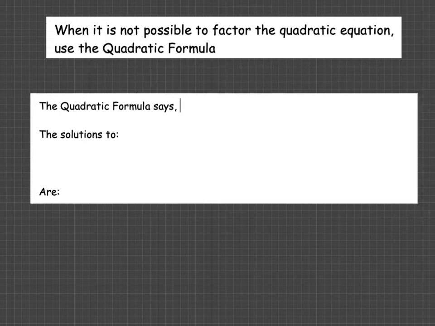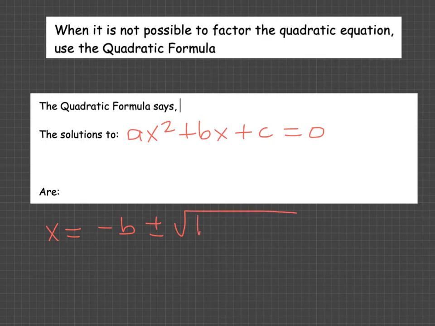So this is what the quadratic formula says. The solutions to a quadratic equation in its general form, ax squared plus bx plus c equal to 0. If we're wanting to find the values of x that solve that, those are going to be equal to -b plus or minus the square root of the quantity b squared minus 4 times a times c. And then that entire thing is over 2a.